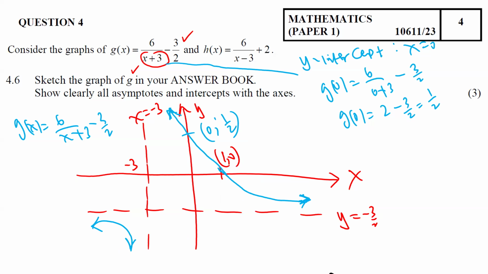Where's the question? Where's the question? Right, we move on.